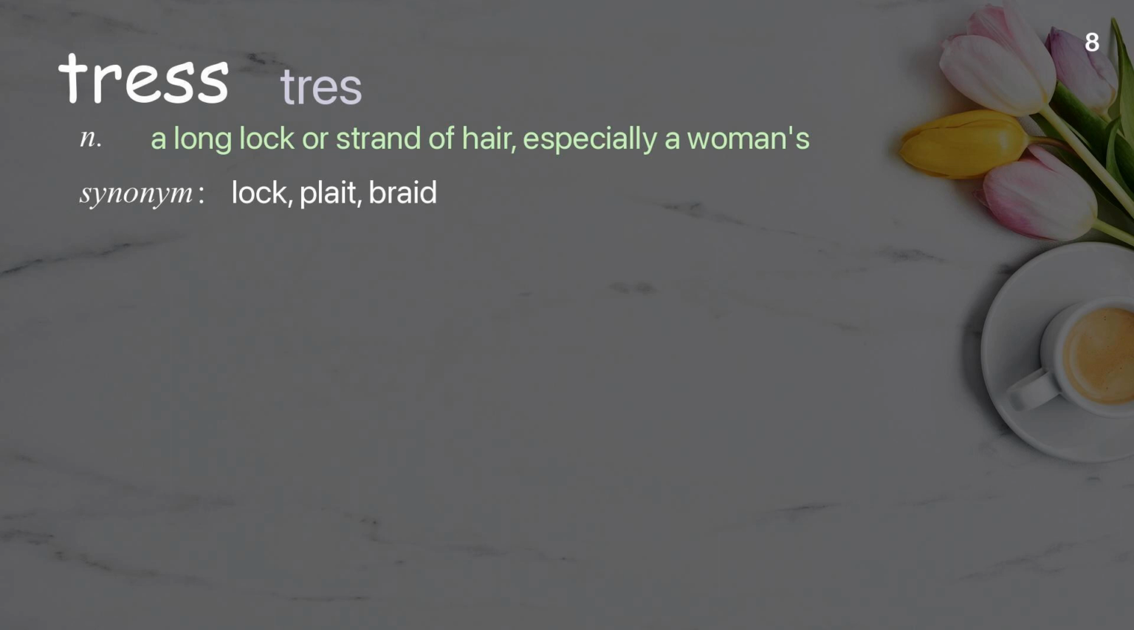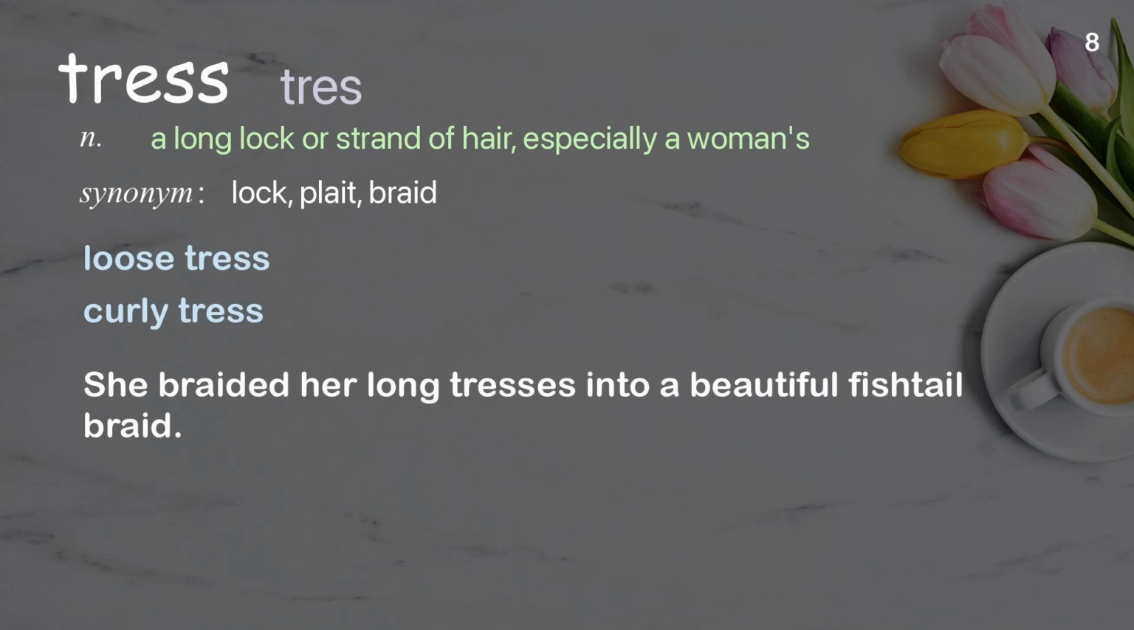Tress. A long lock or strand of hair, especially a woman's. Examples: Loose tress. Curly tress. She braided her long tresses into a beautiful fishtail braid.